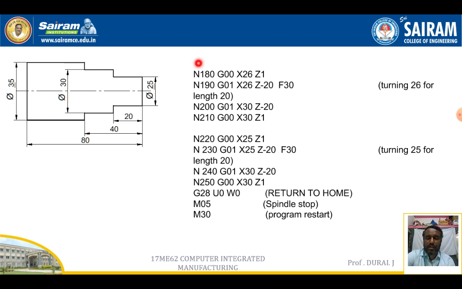After that we can use the end of the program, that is the G28 U0 W0, and stop the spindle rotation. So M05, then comes the M30 program stop and restart the program. What is the meaning of this?